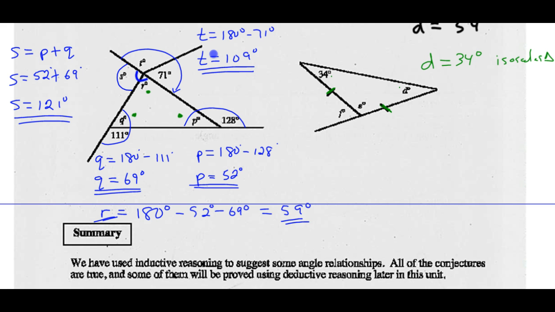We can now figure out angle E. I know two angles in the triangle. So angle E should be 180 degrees, that's the sum of all the angles in the triangle, minus the two angles we already know. They're both 34. So angle E should be 180 minus 68. That's 112 degrees. All right.